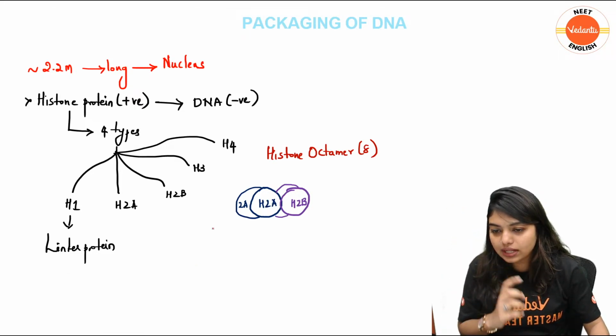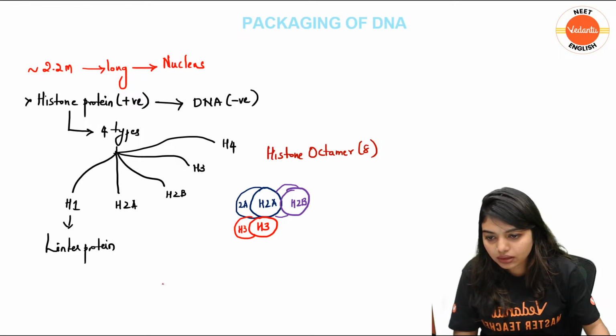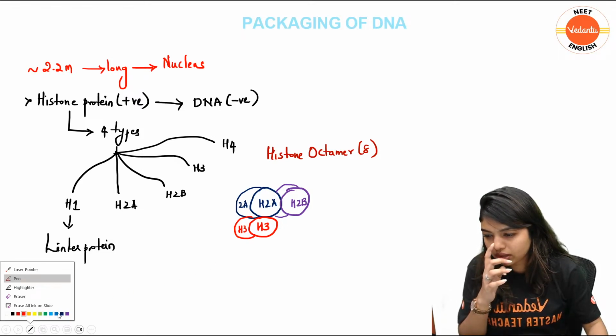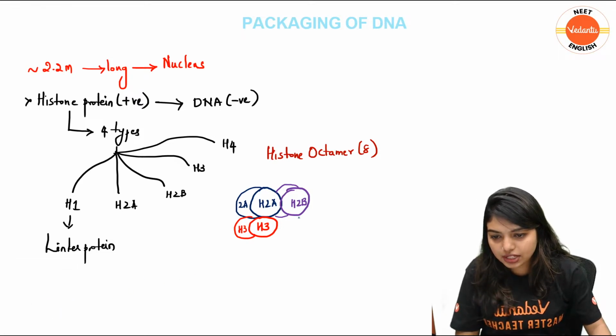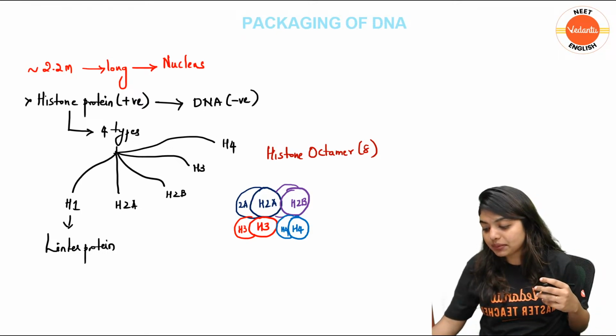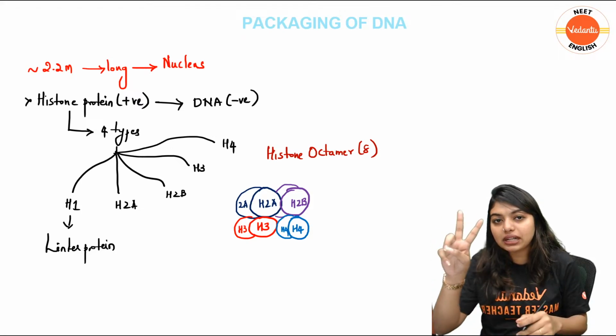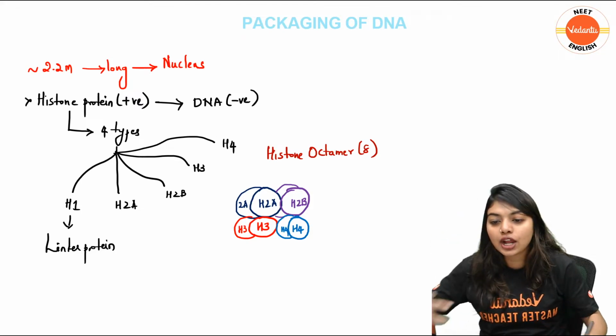Okay. Now let's draw H3. Okay, and we will form what? The last one is H4. Got it? So they will basically form an octamer. That means what, students? Each protein will take up 2. Each protein will be doubled. Two of them will be forming together.